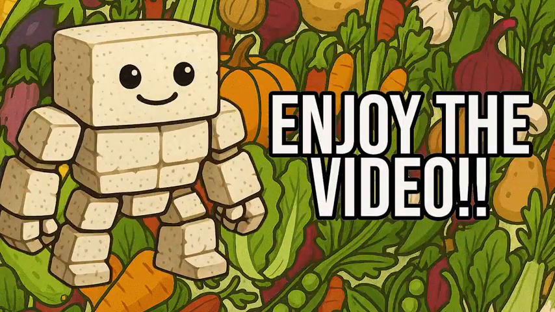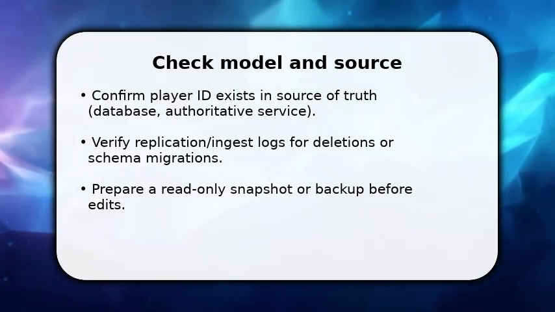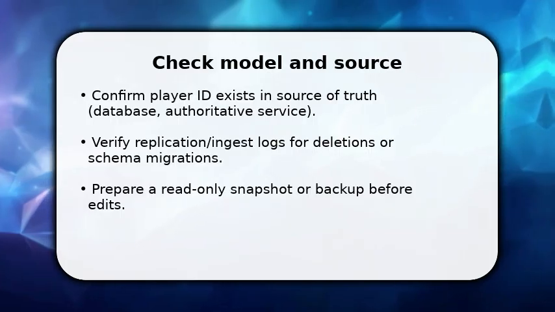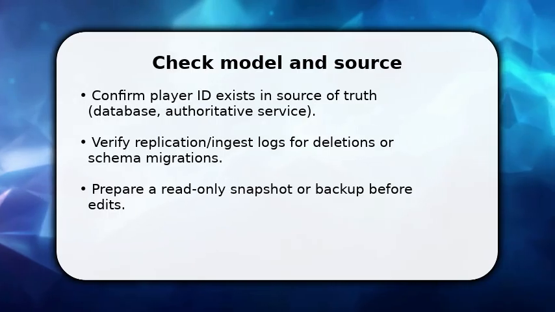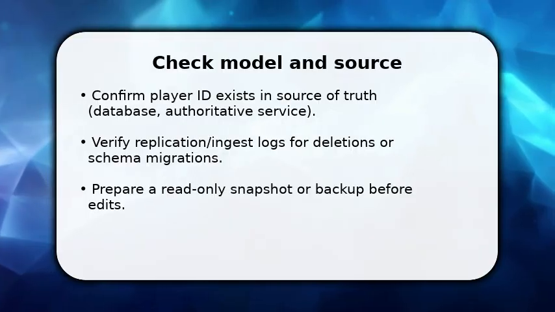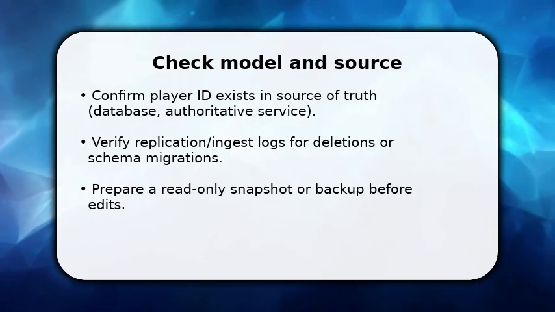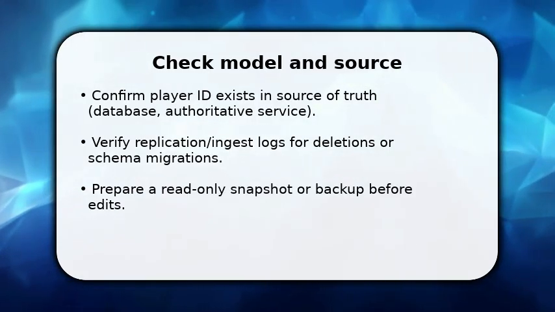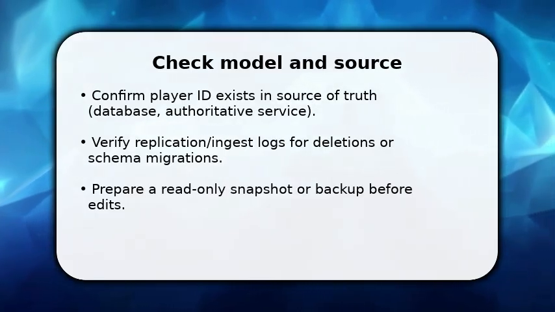Please enjoy the video. You begin by verifying the authoritative data. First, query the canonical store for the player ID and inspect deletion timestamps and audit fields so you know what removed it and when. Once you have that evidence, check ingestion and replication logs to see if a downstream process dropped the record. Make sure to take a read-only snapshot or export of related tables before any change. That preserves a rollback point and prevents accidental permanent loss.